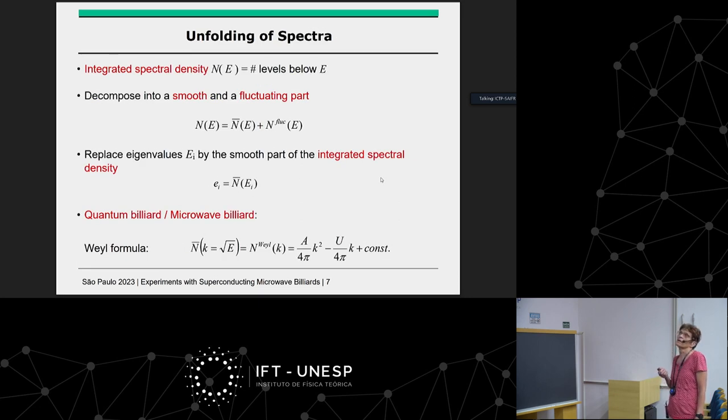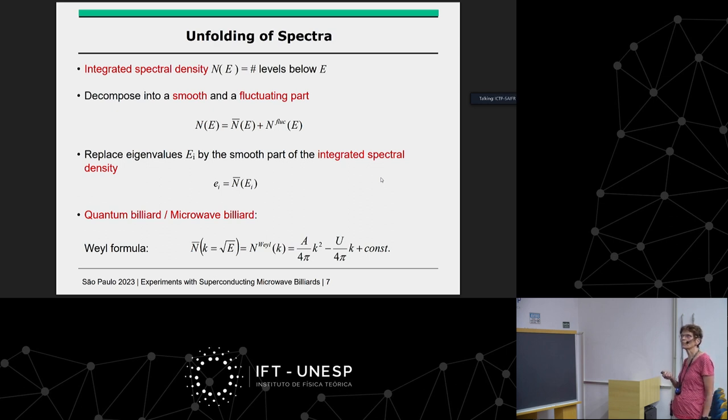Unfolding is done by, first, counting the number of eigenvalues you find below a given energy E. This gives you the integrated spectral density. And this is then decomposed into a smooth part and a fluctuating part. So you will have a slowly changing part and one which fluctuates rapidly about the mean value. Then unfolding is done by replacing the energy eigenvalues by the smooth part evaluated at the value of these eigenvalues. And this then gives you energy levels which have mean spacing one and a uniform distribution. Of course, the fluctuations don't change in the spectrum.